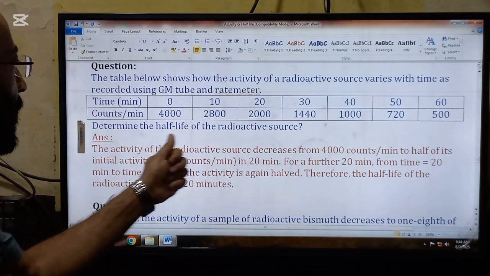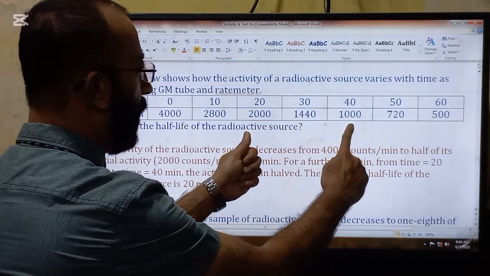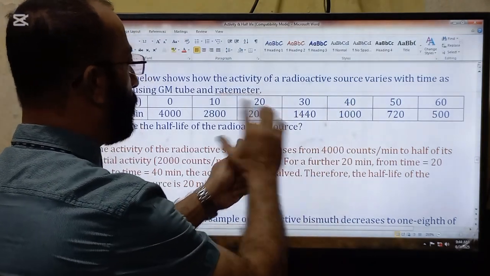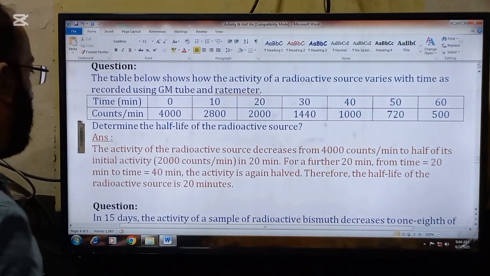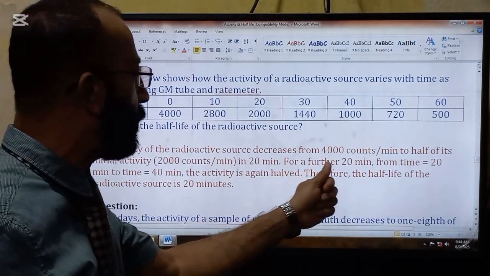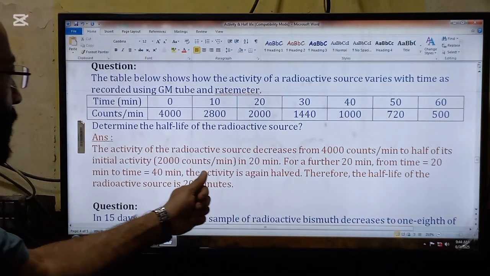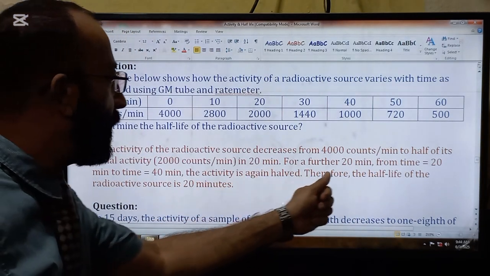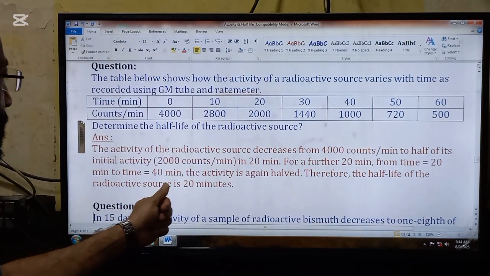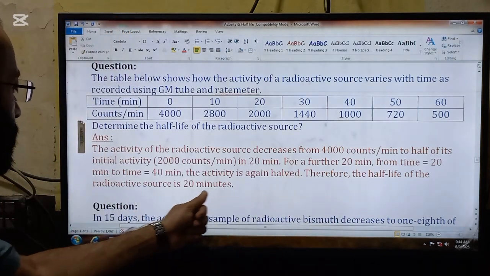So actually determining the half-life is required, because from 2000, again halving the count rate will be 1000. So again look, 40. So it means 20 minutes is the half-life. So the activity of the radioactive source decreases from 4000 counts per minute to half of its initial activity, 2000 count rate, in 20 minutes. For a further 20 minutes, from time 20 minutes to time 40 minutes, the activity is again halved. Therefore, the half-life of the radioactive source is 20 minutes.